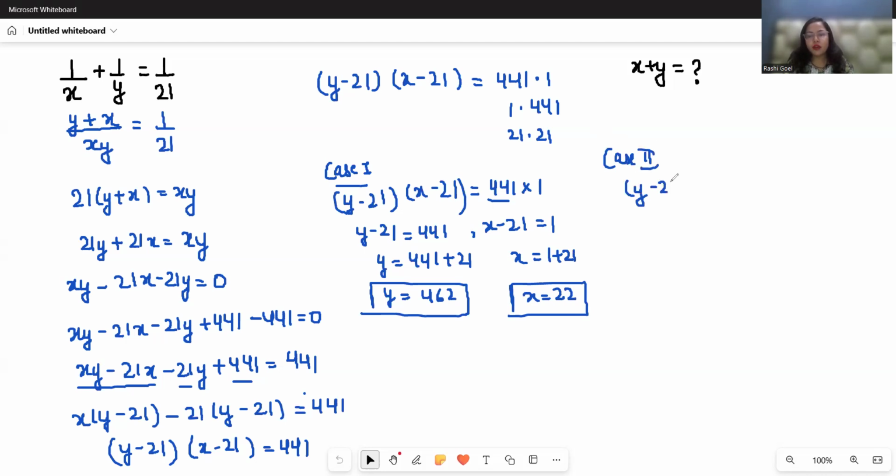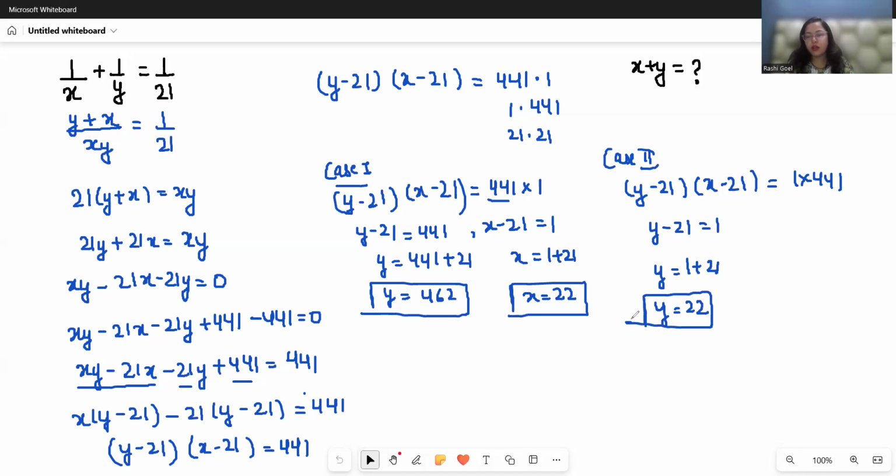Now comes case second. (y minus 21) times (x minus 21) equals 1 times 441. So y minus 21 equals 1, so y equals 1 plus 21. Y equals 22. X minus 21 equals 441. X equals 441 plus 21. X equals 462.